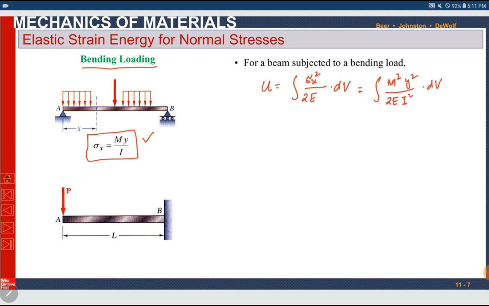Earlier we have discussed that dV is equal to dx into A, or I can say dV is equal to dx into integral of dA. Again, it will be A. By putting dV equal to dx integral of dA in the above expression, U will be capital U, it will be an integral.